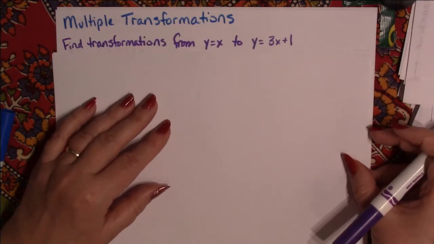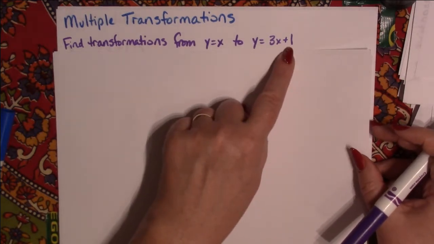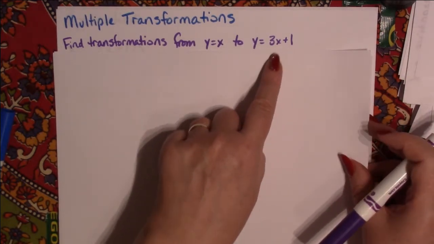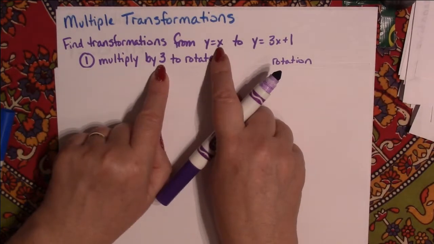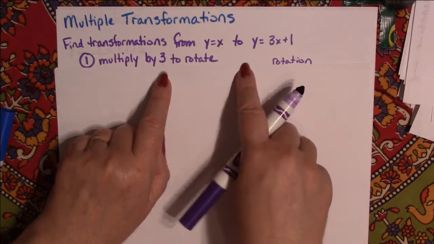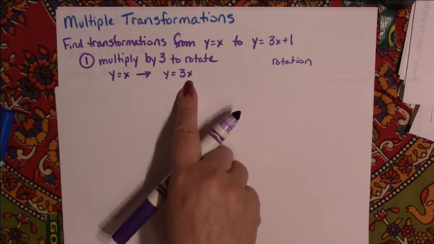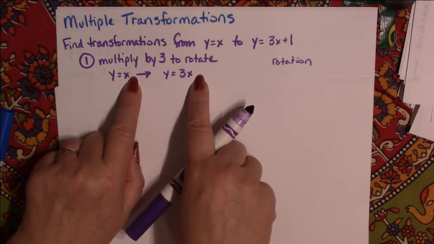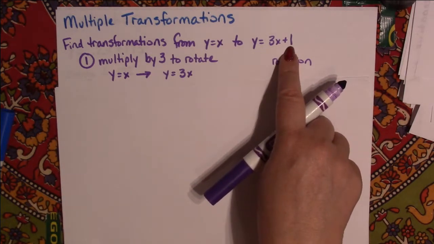So if I ask you to find the transformations from y equals x to y equals 3x plus 1, can you track them? So we're going to start by noticing that I have to multiply the x by 3. When I change the slope like that, that's a straight rotation. So now I've gone from y equals x to y equals 3x. But notice that I'm still at 0, 0 as far as my y-intercept goes. So I'm rotating around the origin, 0, 0. But I have to get here.